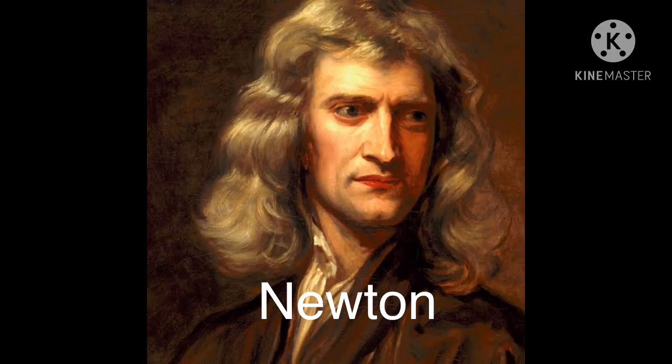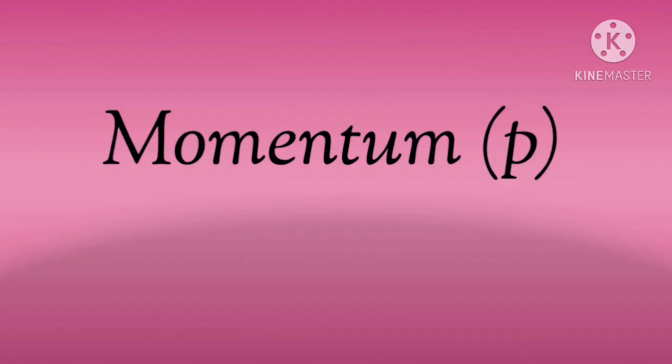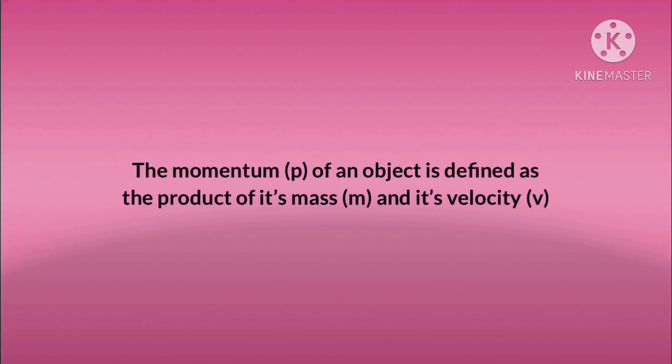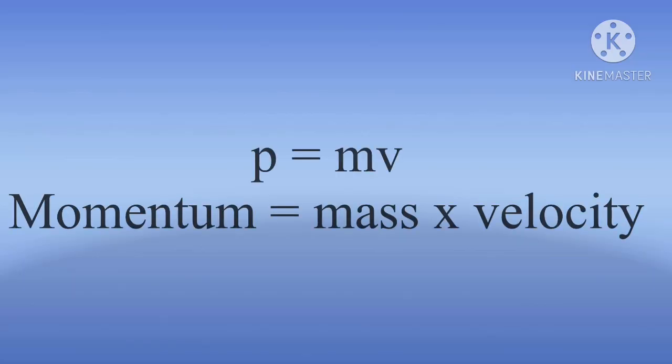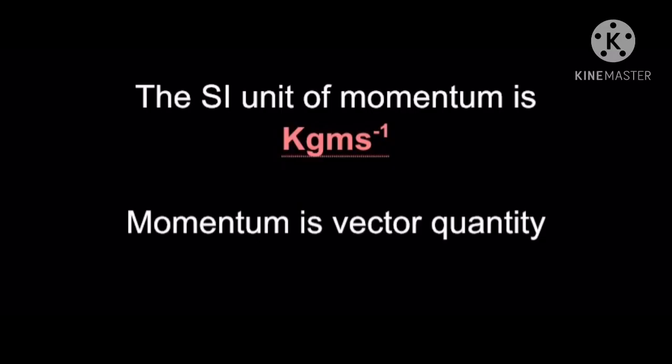These observations were used by Newton to introduce a new property called momentum. The momentum of an object is defined as the product of its mass m and its velocity v, that is, p equals m into v. The SI unit of momentum is kg meter per second. Momentum is a vector quantity.